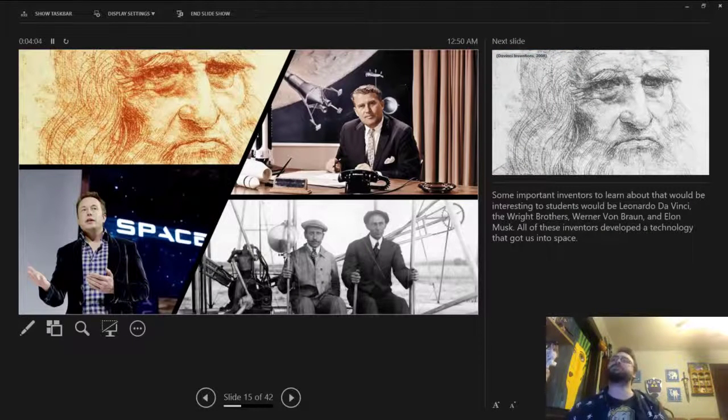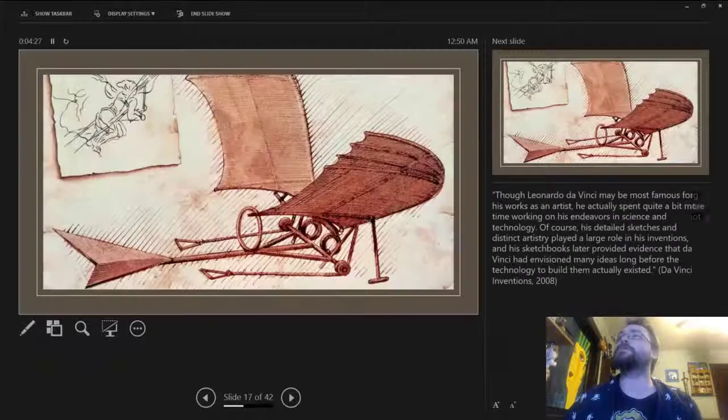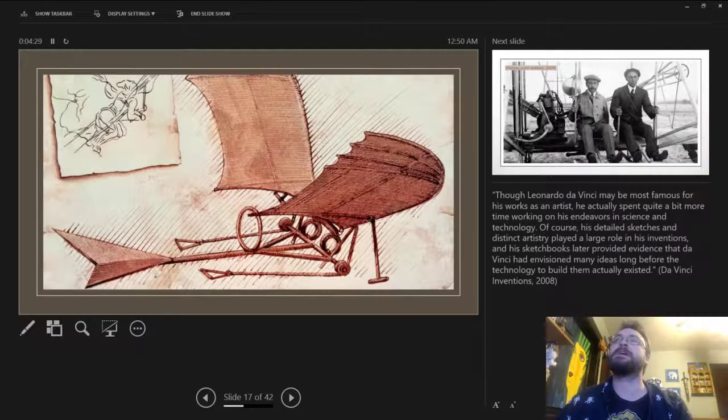Some important inventors that would be interesting to students would be Leonardo da Vinci, the Wright brothers, Wernher von Braun, and Elon Musk. All of these inventors developed the technology that got us into space. Da Vinci gave us some of the first blueprints for flying machines. He started us down the right path to flight. The Wright brothers pushed us over that edge and got us off the ground, so to speak.